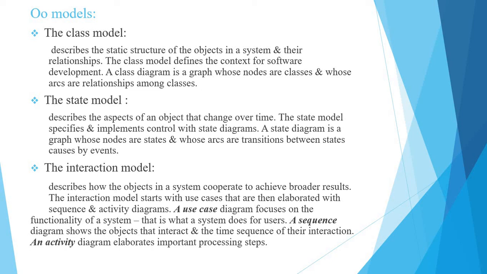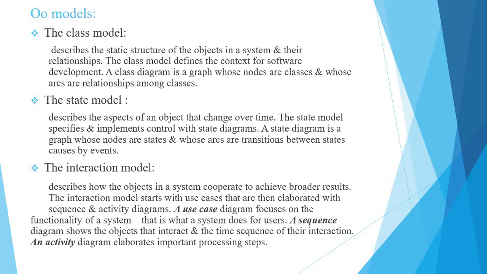The next model is the state model. It describes the aspects of an object that change over time. We know that the class model is the static structure, while the state model changes over time. The state model is specified and implemented with the state diagram. A state diagram is a graph whose nodes are states and whose arcs are transitions between the states caused by events.